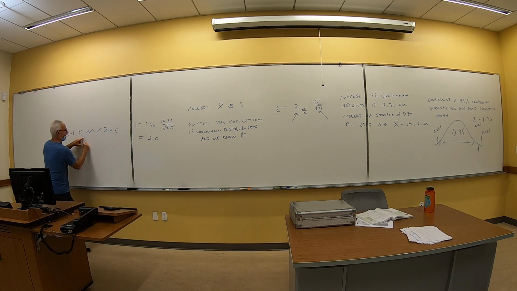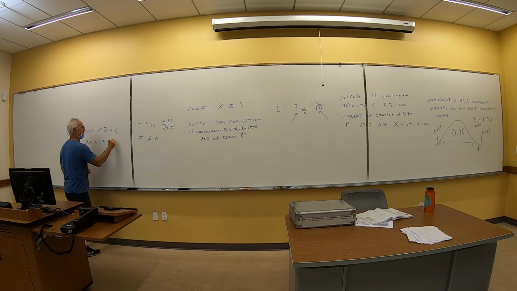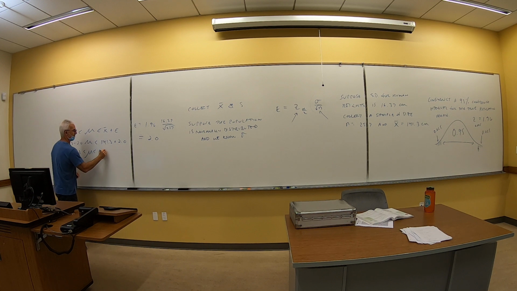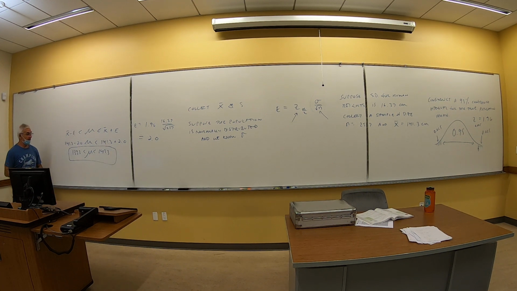Going back to here, it's mu is less than 141.3 plus 2.0, 141.3 minus 2.0. So 139.3 is less than mu is less than 143.3. This is our answer. Now, that's a really small confidence interval. That's a good thing. We like small confidence intervals.